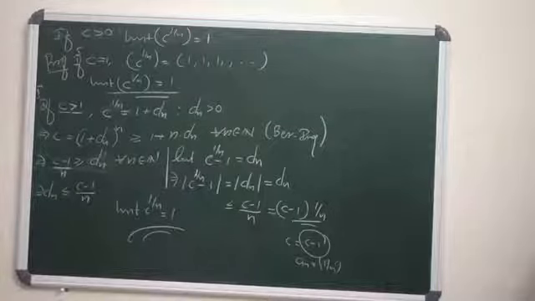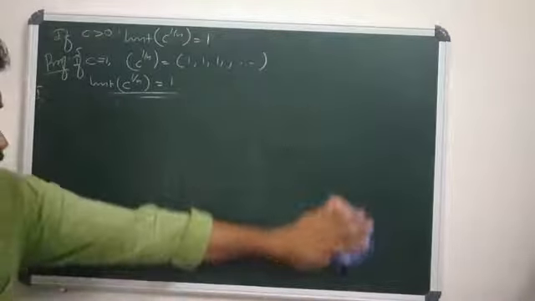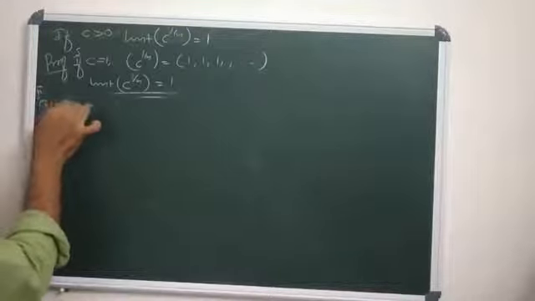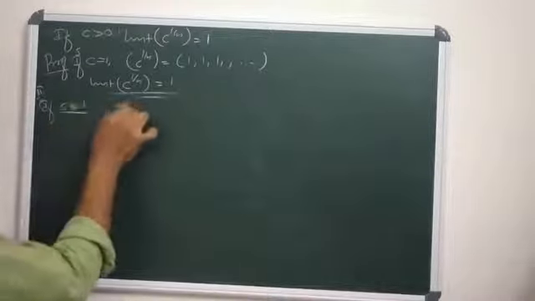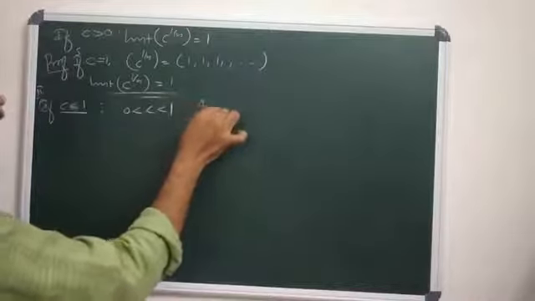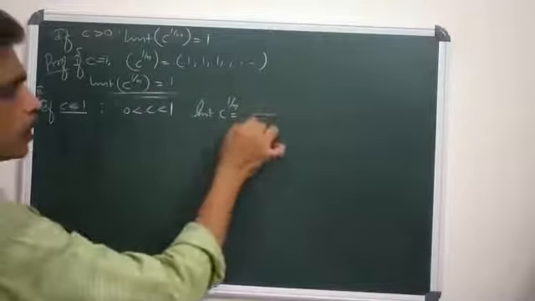Clear? Okay. So when c equals 1, the result is immediate, and when c greater than 1, the result is proved with the help of that theorem. Now come to the next case. The result is proved for c equals 1 and c greater than 1. So we check what about when c less than 1. If c less than 1, since c is positive, 0 is less than c less than 1. Since c is less than 1, put c power 1 by n equals 1 by 1 plus bn.